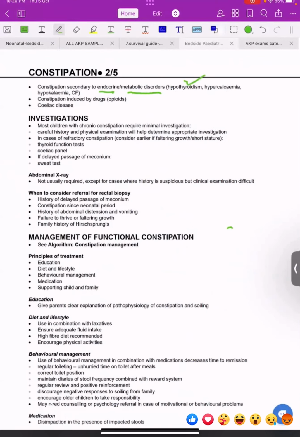There is hypothyroidism, hypercalcemia, which may be in case of hyperparathyroidism, hypokalemia and cystic fibrosis. Okay, what are the causes of hypokalemia? Multiple types. We will discuss that later on.